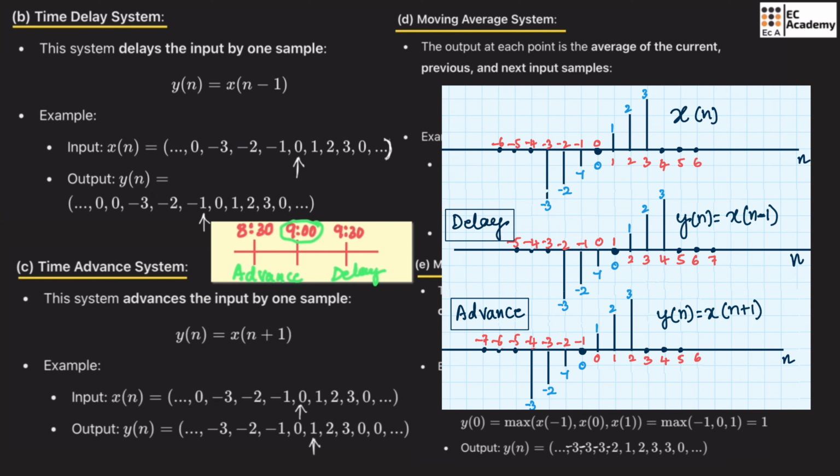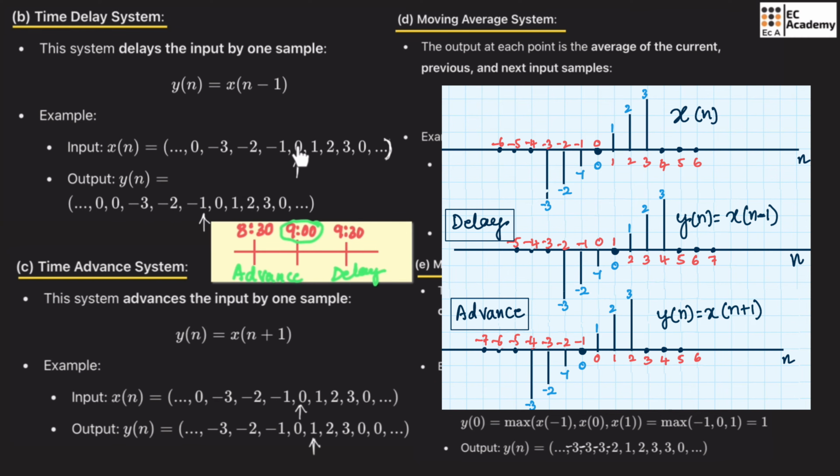So here this is the input sequence. Always remember this arrow mark represents the origin, which means this is the value for n is equal to 0, this is the value for n is equal to 1, this is the value for n is equal to 2, this is the value for n is equal to minus 1, minus 2, minus 3, and so on. So at the output, the input sequence should be delayed by one sample, which means these values should be shifted towards the right side by one division or one sample.